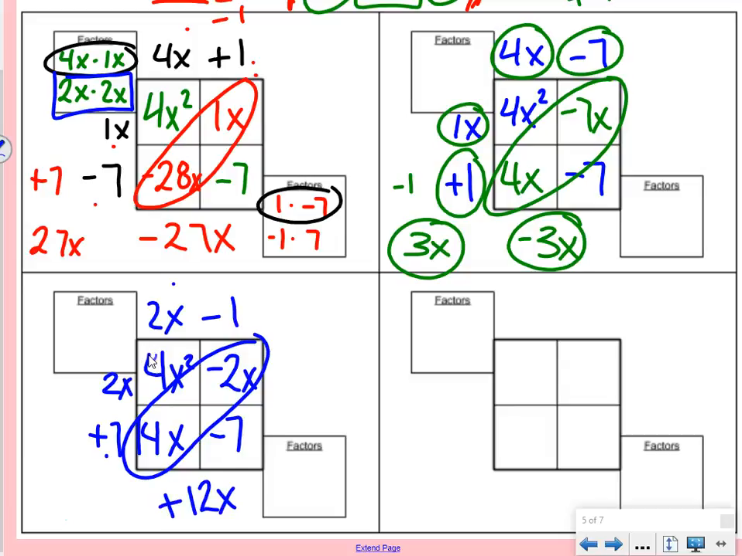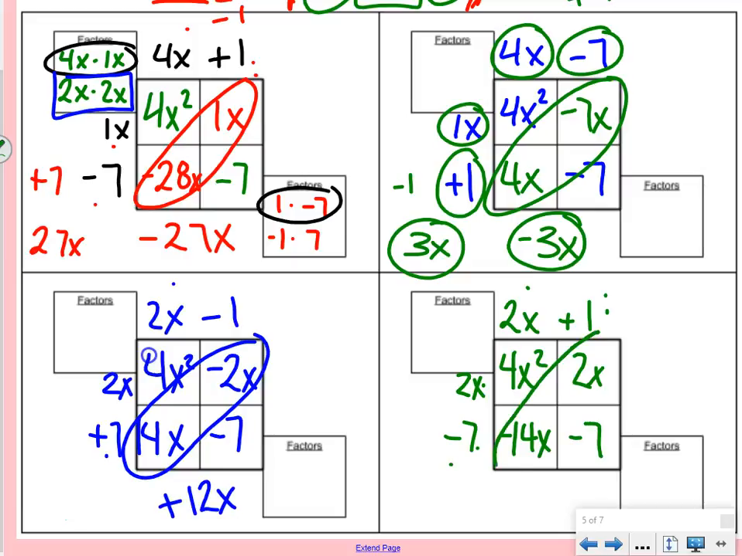So if we flip-flop our signs, we do 2x plus 1, and then do 2x minus 7. We get 4x squared there. 2x times 1 is 2x. 2x times negative 7 is negative 14x. And negative 7 times 1 is negative 7. Right there in that diagonal, we finally get the negative 12x.